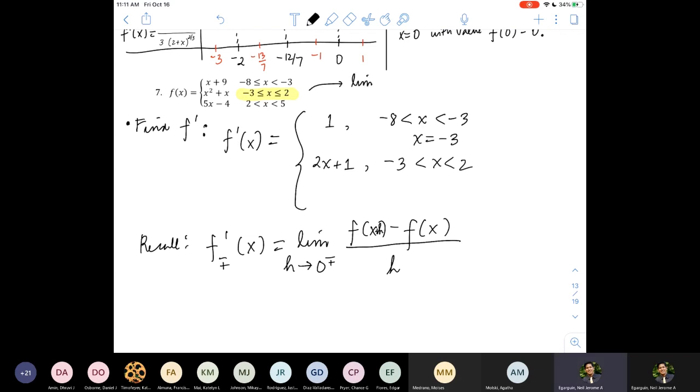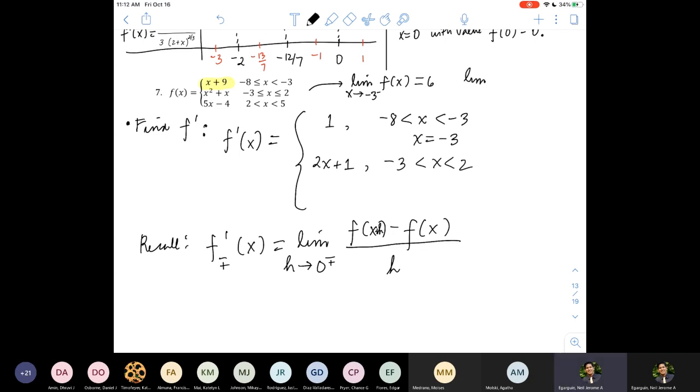So what's the limit of f(x) as x approaches -3 from the left? If we're looking for the limit of f as x approaches -3 coming from the left, we look at the function that applies to x very, very close to the left of -3. And that would be x plus 9, right? So this would be the limit of x plus 9 as x approaches -3. So this will be equal to 6, right?